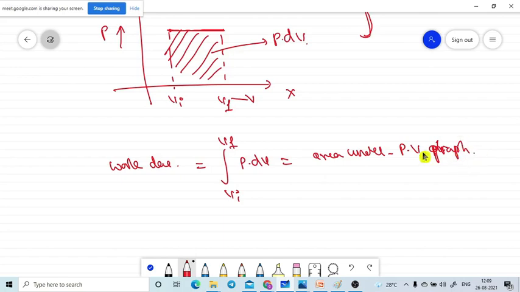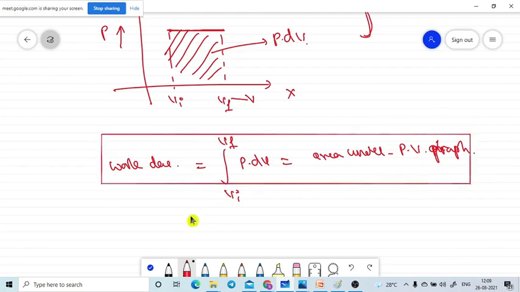It is a very important PV graph. Very important. Please note it down. We will use this formula so many times.